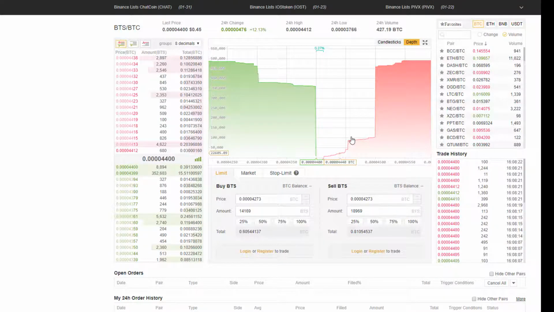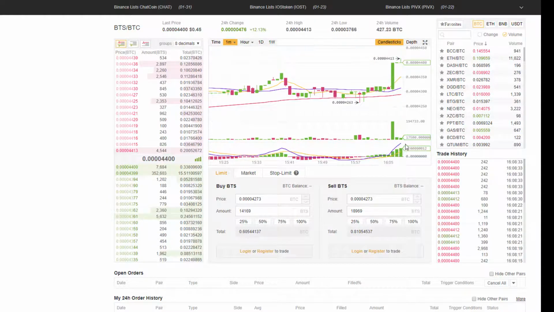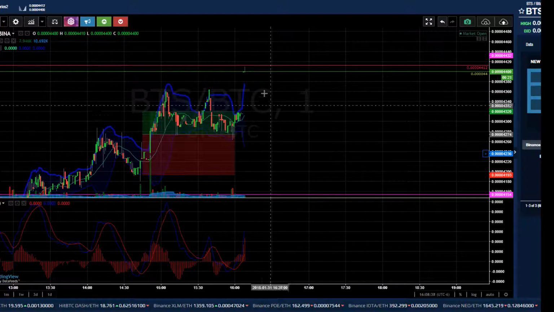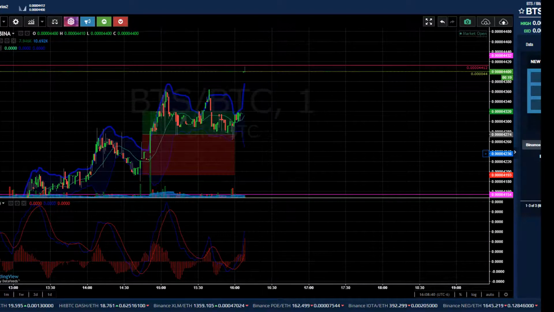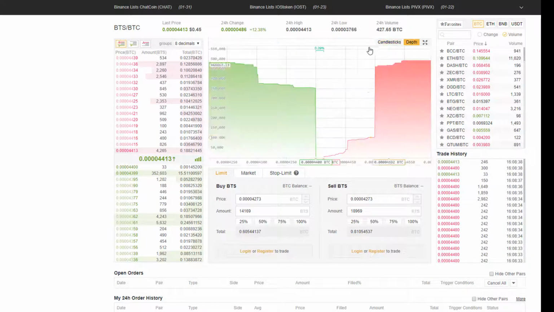Most people will see what just happened here in the candlesticks and the volume, and then go over here and see this huge spike and say, oh, you know what? I'm riding this thing up. It's going. And it might. I mean, I'm not saying it's not.